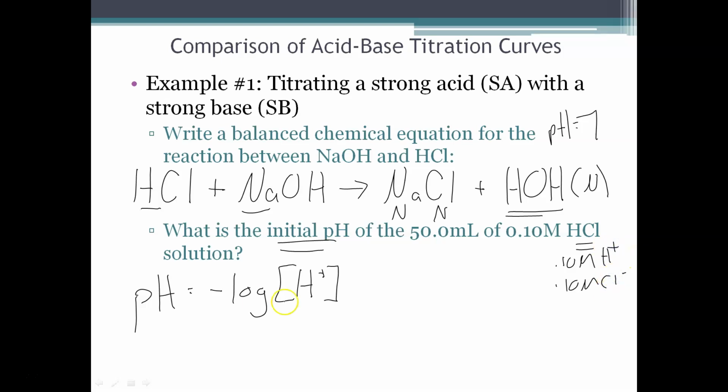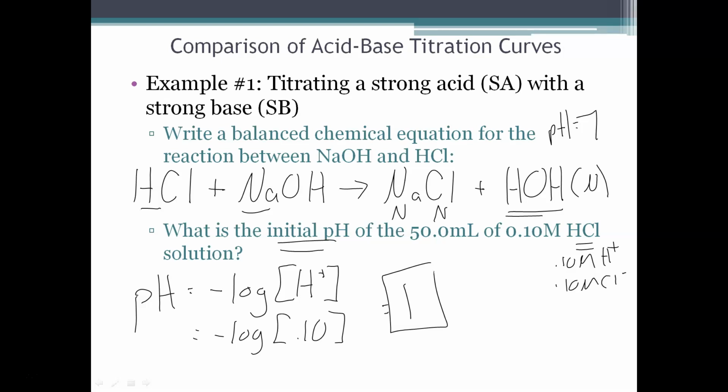So what's the concentration of your hydrogen ion? Well, it's easy because it's a strong acid, it completely dissociates, so we have negative log of 0.10 molar. Pop it in your calculator, or maybe you don't really need to here. You should know these basic conversions with your logarithms. You get a pH of 1. So our pH of 1 is where our titration curve is starting. This is before we add any base to it at all.